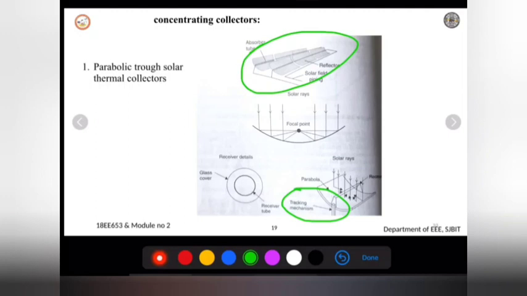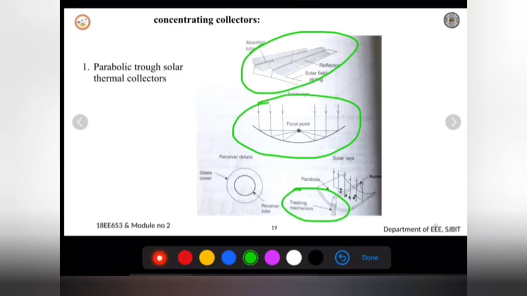Each trough will have a tracking mechanism which will track the solar radiation throughout a day, and the fluid will be flowing in that absorber tube. Based on the sun temperature, we will get a heated liquid which we can make use of for a further application. And this is how it is done in an individual parabolic trough.